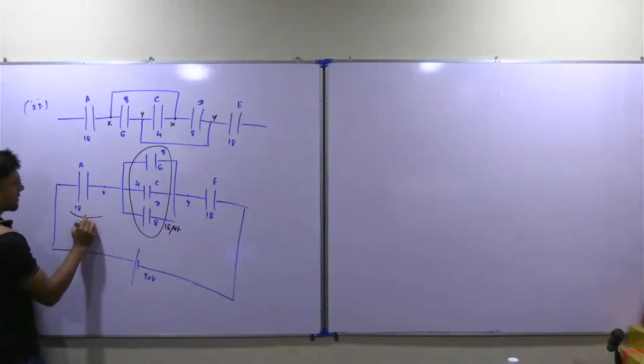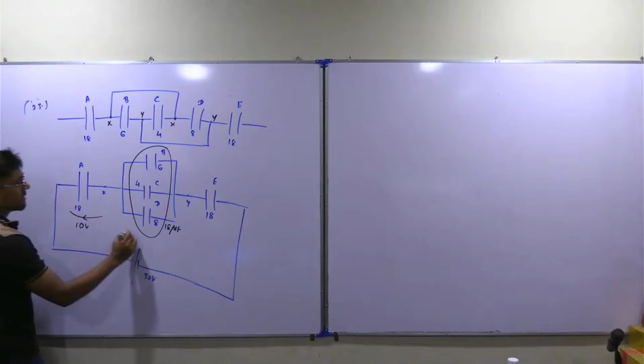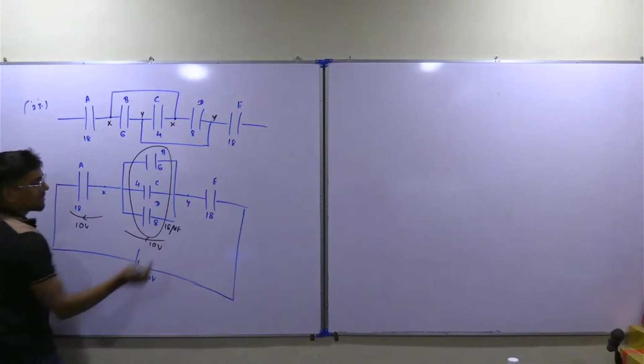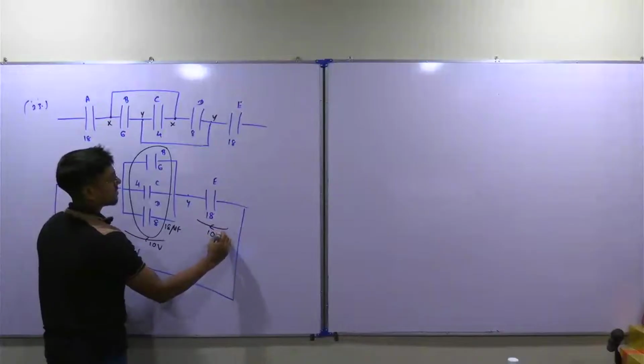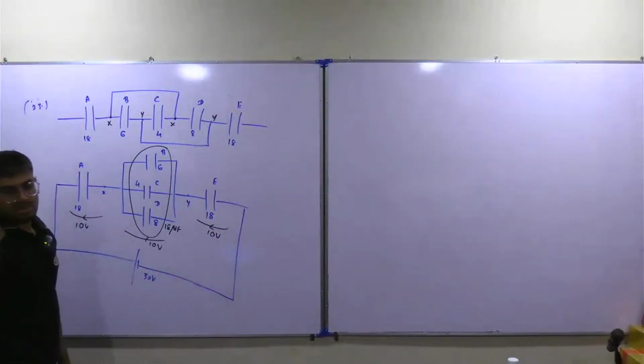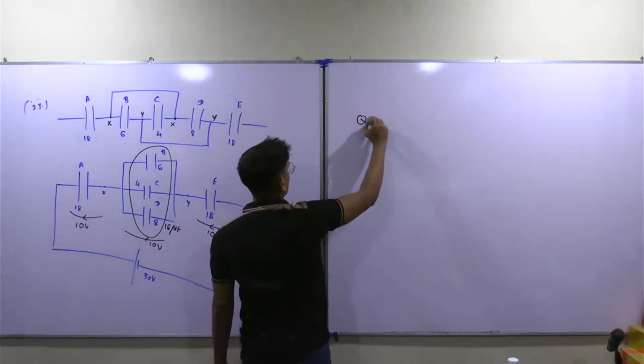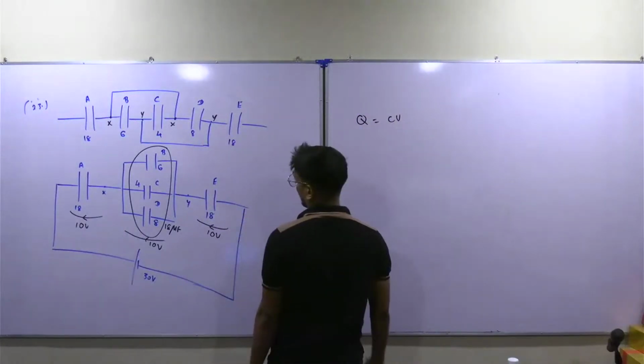So the potential difference across this one is 10 volt. The potential difference across this one is 10 volt. The potential difference across this one is also 10 volt. Now you can find the charge stored in each capacitor. The charge stored in a capacitor is Q equals to CV, right?